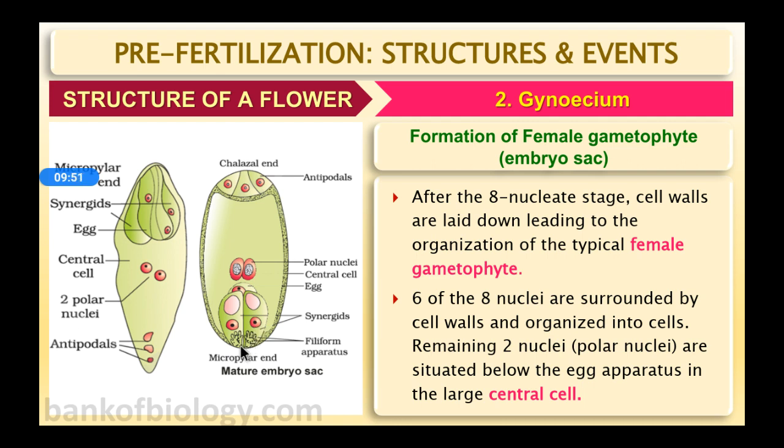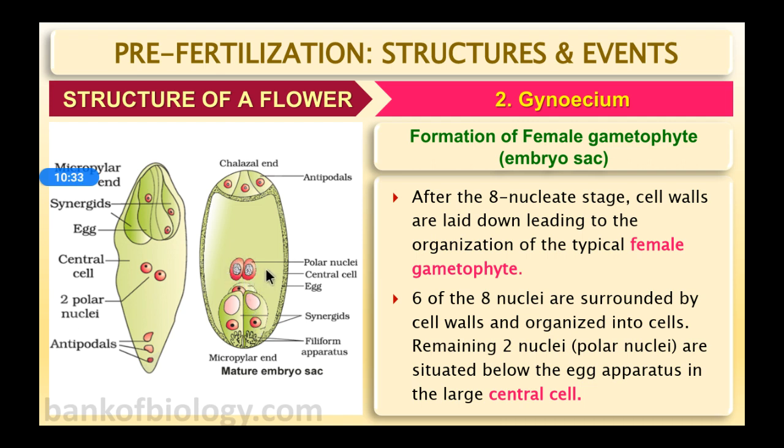So the mature embryo sac is 7-celled and 8 nucleate. How is it like that? 8 nucleate means 1, 2, 3, 4, 5, 6, 7, 8. But when we are considering the cells, 1, 2, 3, 4, 5, 6, the central cell's two polar nuclei will fuse and form one cell. So 1, 2, 3, 4, 5, 6 plus 1, that is 7.